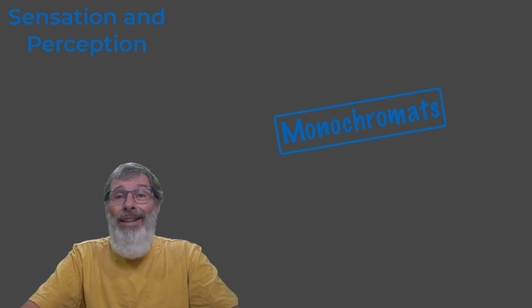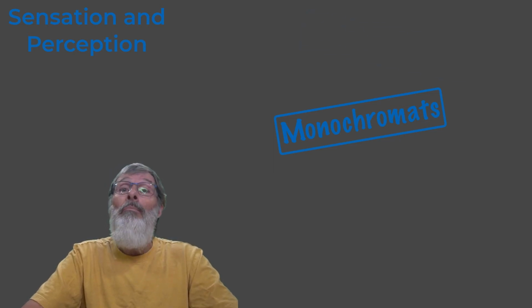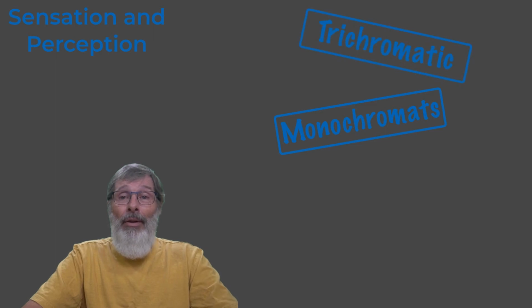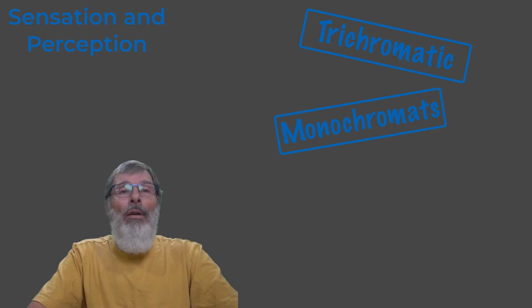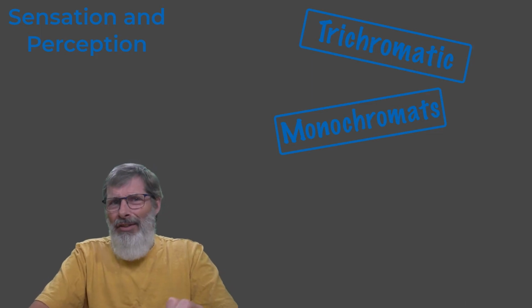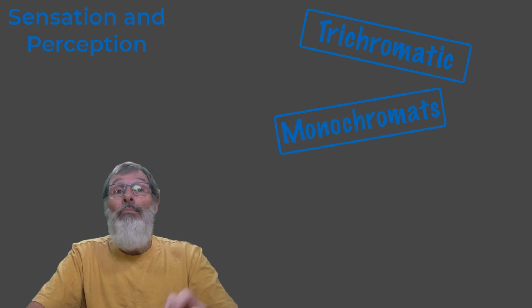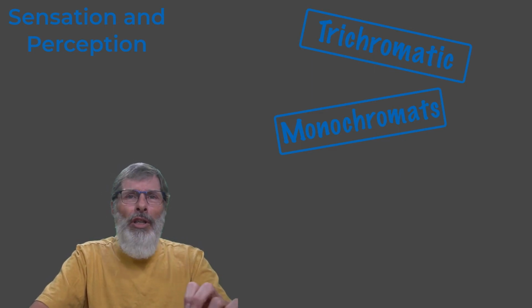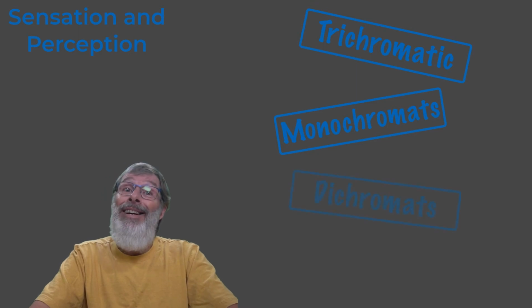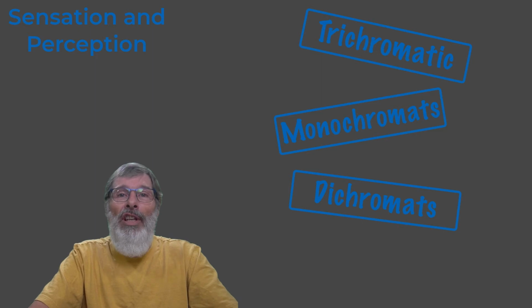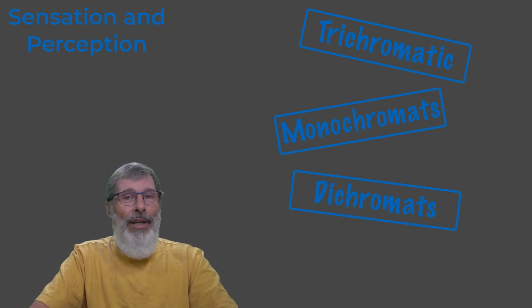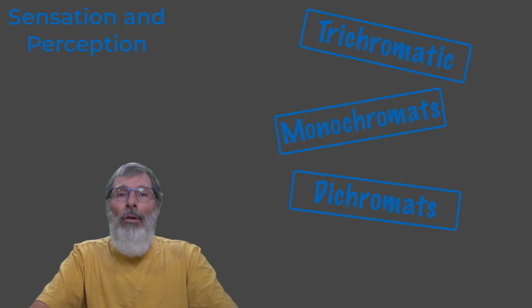People who are totally colorblind are called monochromatics, and they're sensitive to light and dark only. Partial colorblindness is a sex-linked trait that affects mostly males. Partially colorblind people are called dichromatic, as they can discriminate only between two colors, red-green or blue-yellow, and the colors derived from mixing these colors.